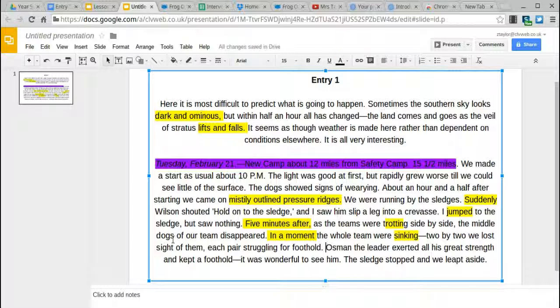In a moment, the whole team was sinking. 2 by 2, we lost sight of them, each pair struggling for foothold.